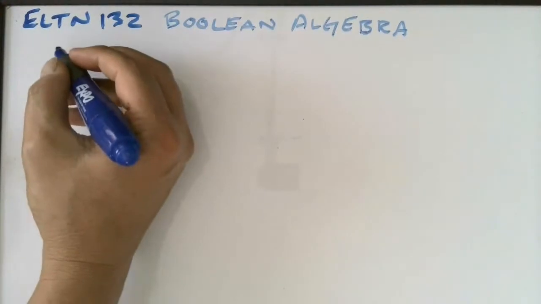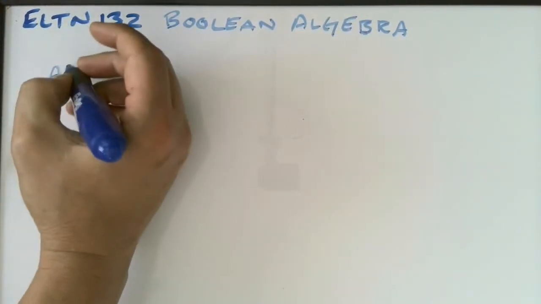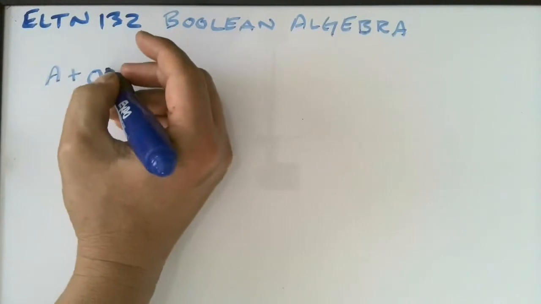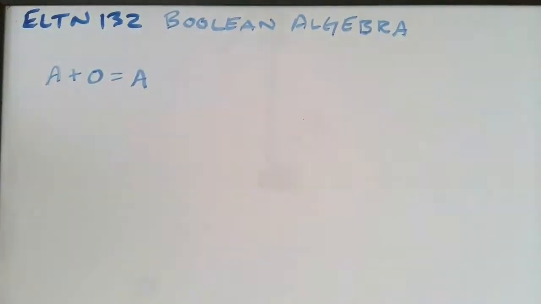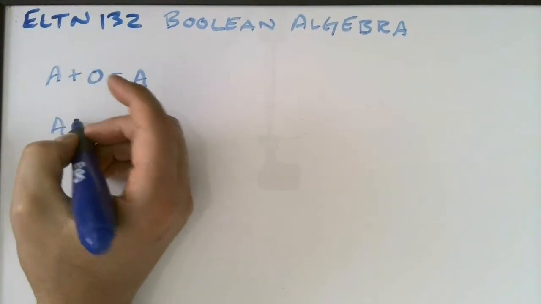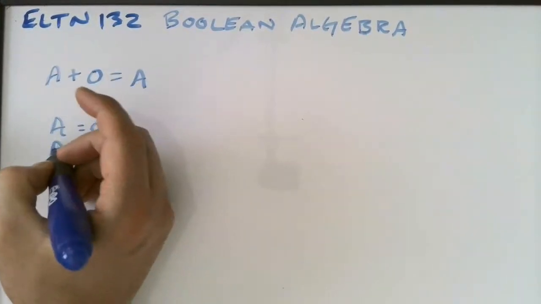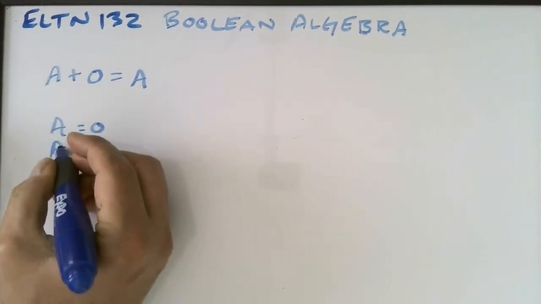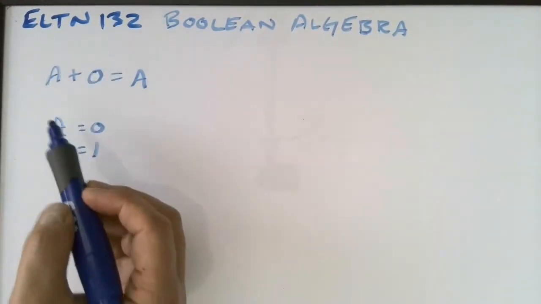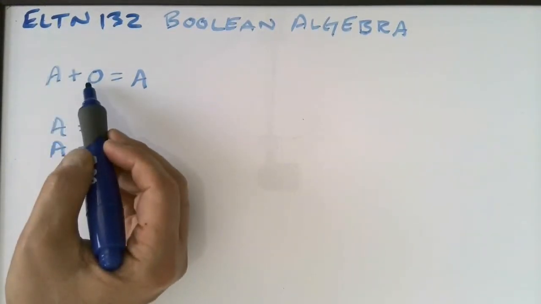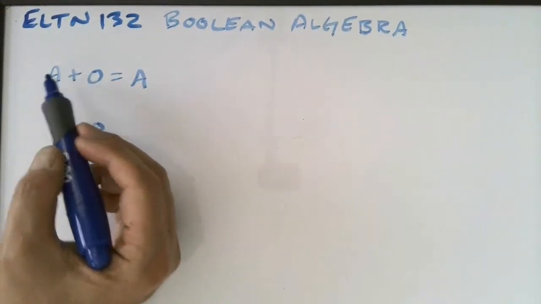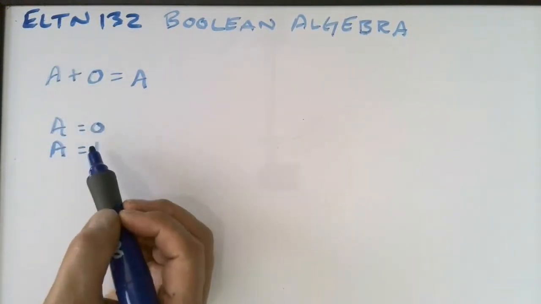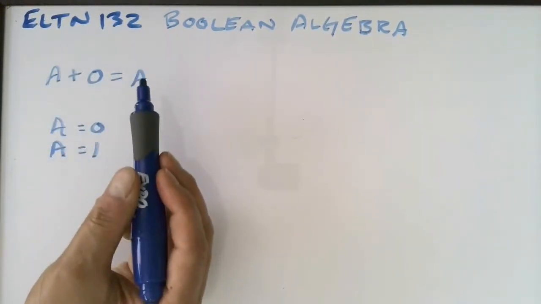So one of the first ones here is this expression that says A or 0 equals A. And you think, what on earth does that mean? Well, A is basically a placeholder. A can either equal 0 or A can equal 1. So either of those situations, in this case what it's saying is that if one of the inputs is low, no matter what the input is, whether it's a 0 or a 1, that value is copied to the output.